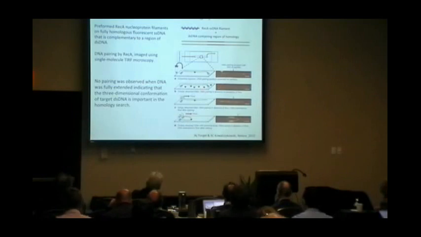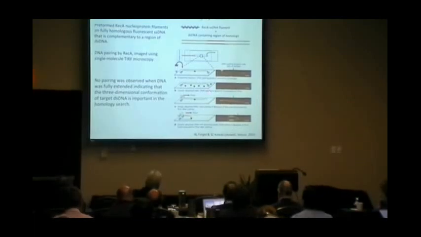What we realized was that when the DNA was fully extended on the surface, you wouldn't see any pairing. But if you have a singly tethered DNA, and I forgot to mention that before, for attaching the DNA to the surface, you use flow. So if you turn the flow off, and then put the flow on again, you saw the spot at the middle of the DNA, which means the pairing happened.